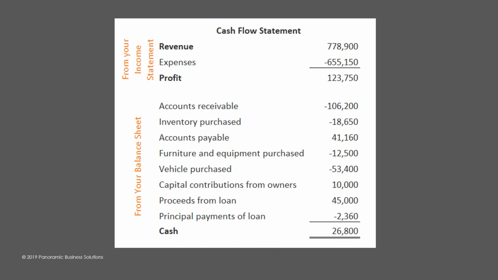why all these numbers, how they all tie together, is by adding a third report, the cash flow statement. So the first section, revenue, expenses, and profit, that comes from your income statement. It's simply the exact same numbers. You just pull those numbers from that report. The balance sheet section, that second section, that's a little bit more difficult because you're actually looking at the change in the accounts.